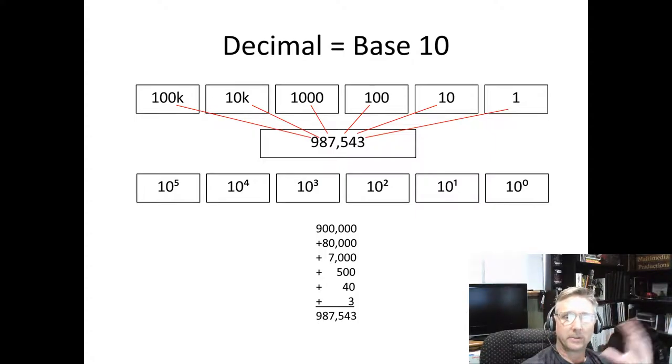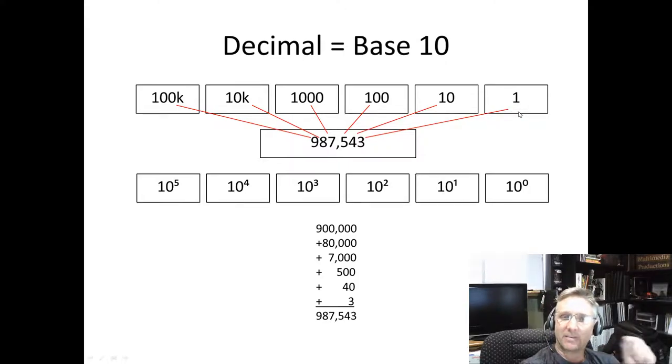Because it's the ones column, that would be 10 to the 0. And so you can see I've got this little chart up here, and it corresponds. If you look right under the ones column straight down, you have 10 to the 0. Well, any number to the 0, quick math refresher, is 1, and so the ones column is always going to be the first column in base 10 counting.